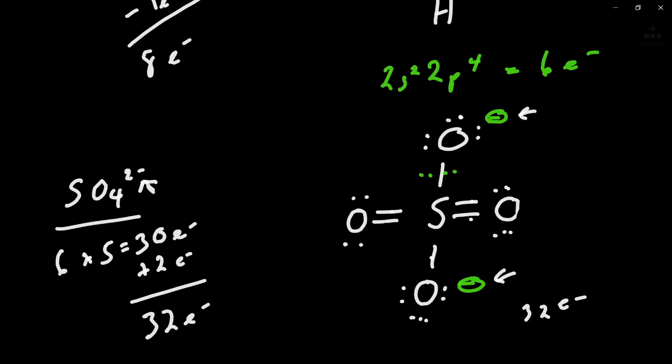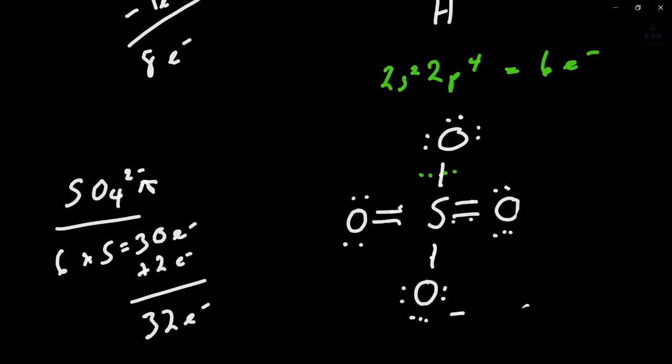Let's check all our octets. 2, 4, 6, 8, 2, 4, 6, 8, 2, 4, 6, 8. Everything's happy. Sulfur, 2, 4, 6, 8, 10, 12. So it has more than enough. But individually it has 1, 2, 3, 4, 5, 6. It wants 6 in its valence, so it's completely happy. So this is actually a good structure. We have all our charges covered. We've used all of our electrons.